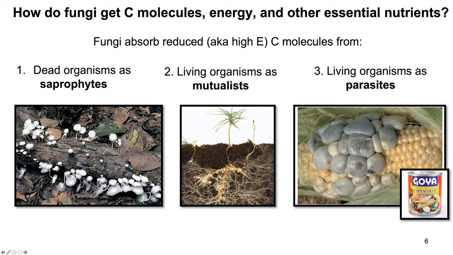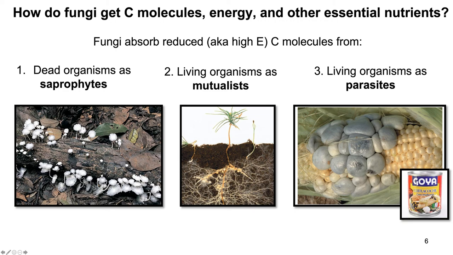Or they can get it from living organisms as parasites. A parasitic relationship is a symbiotic relationship where one individual in the symbiotic relationship benefits while the other has a negative effect, or a cost.